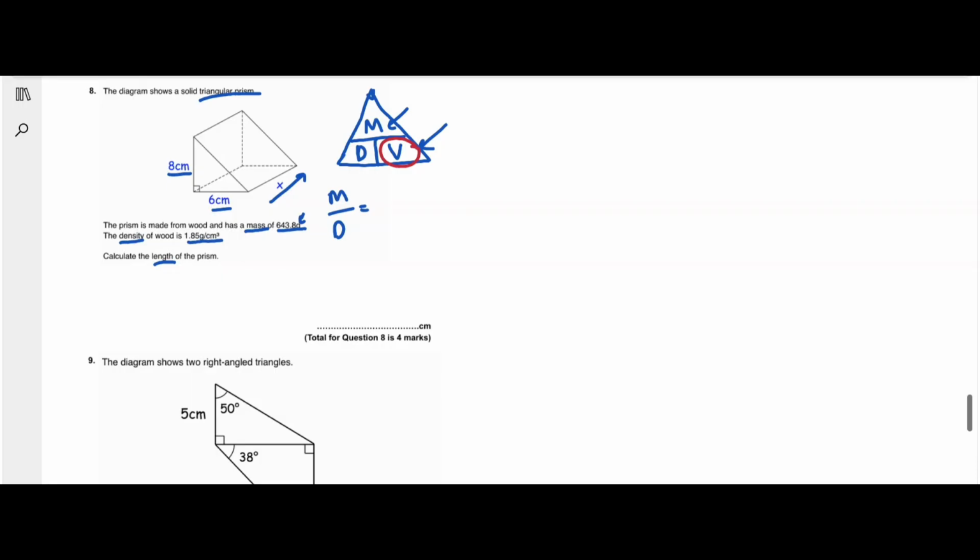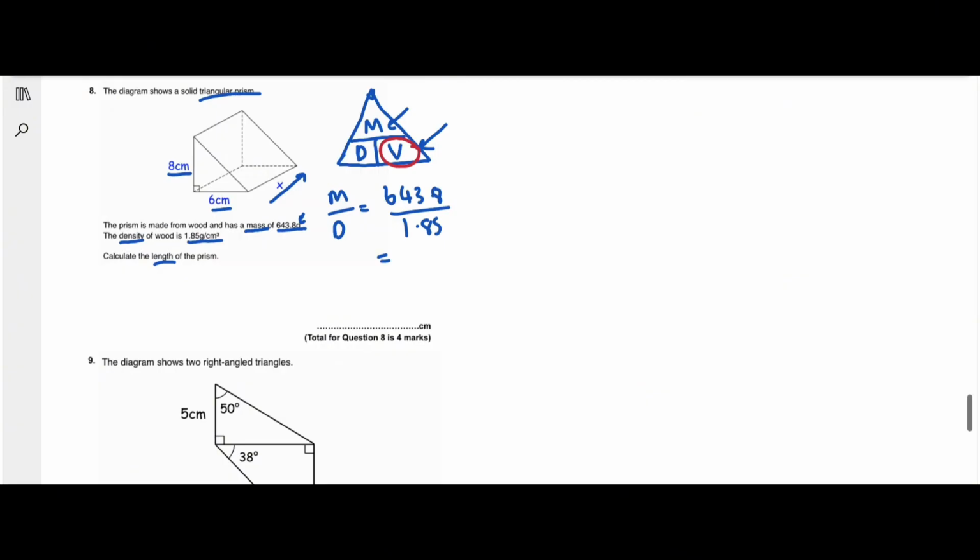And as we know, the units are all correct, so that's fine. So I'm going to do 643.8, which is my mass, divided by my density, which is 1.85. You can use the fraction button on your calculator, or you can use divide. If you're using divide, make sure the 643.8 goes first. Or just stick with your fraction button. So that gives me 348.